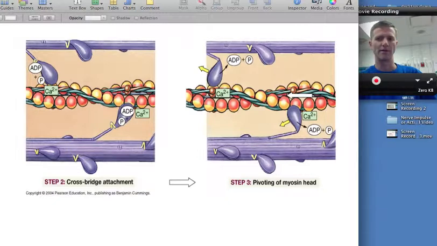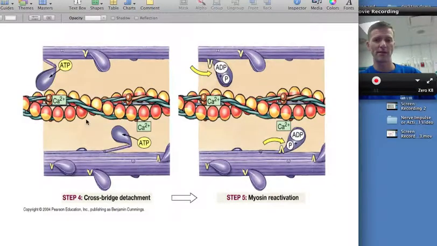So what are the steps here? Calcium comes in, tropomyosin and the troponin denature, they move out of the way. Actin and myosin bind. That binding spontaneously causes the hinge to change shape. That hinge changing shape is a contraction.